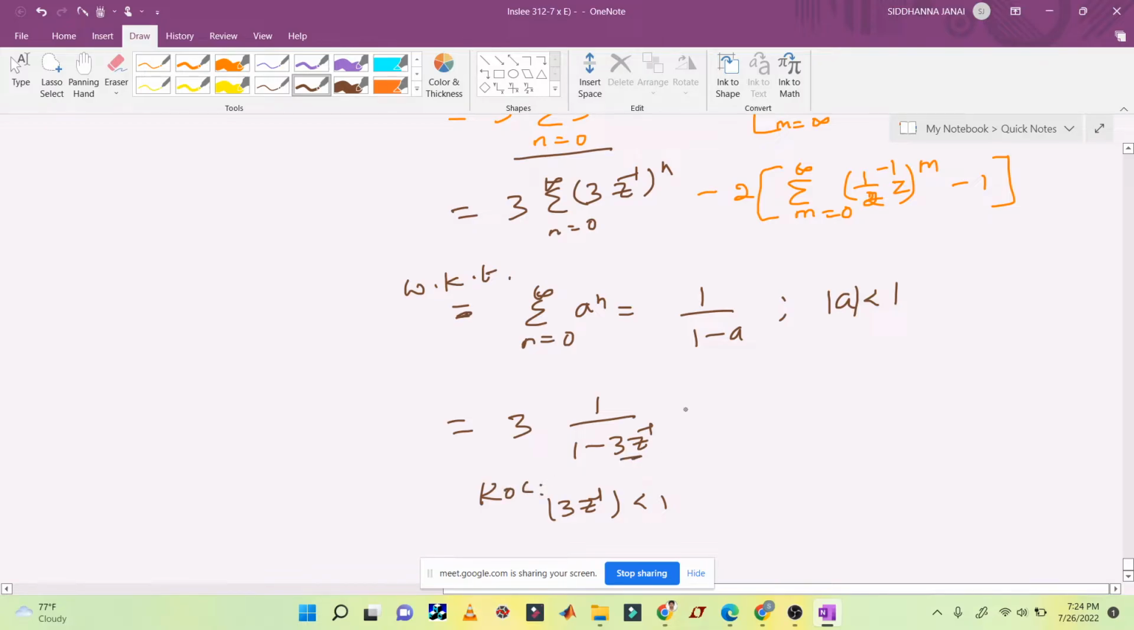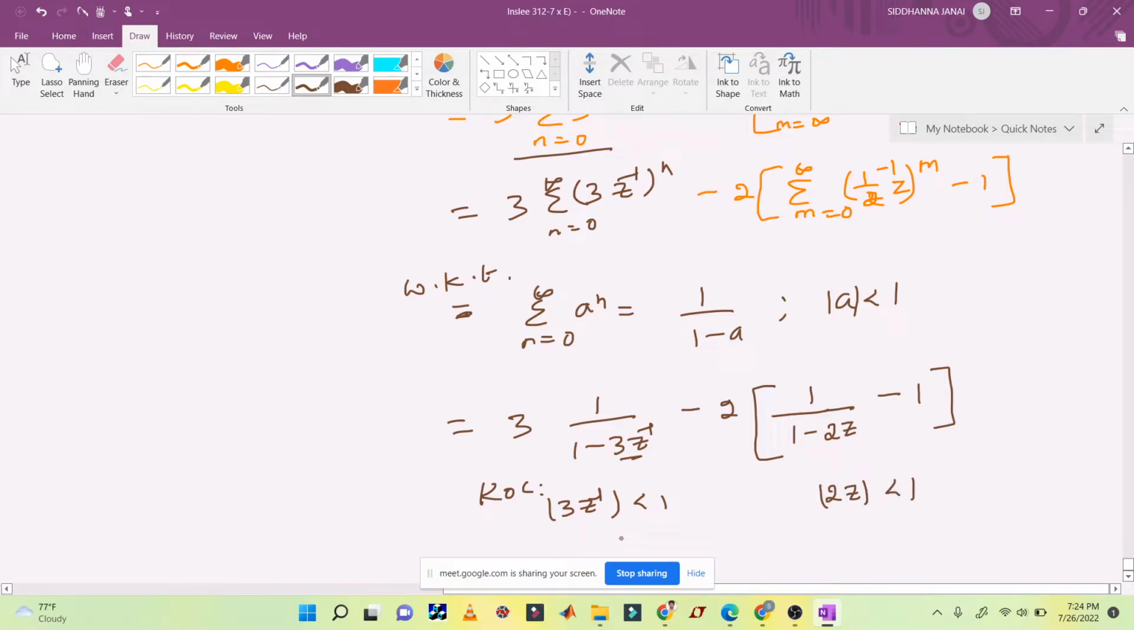Okay, because of this term, minus 2 into 1 divided by... you can see here it is 1 by 2 z inverse. 1 by 2 inverse, sorry, 1 by 2 inverse is what? 2 it is actually. Correct? That's why I can write 1 minus 2z, 1 minus 2z to the power minus 1. Okay, so here 2z is less than 1.